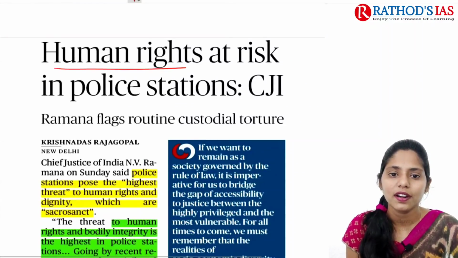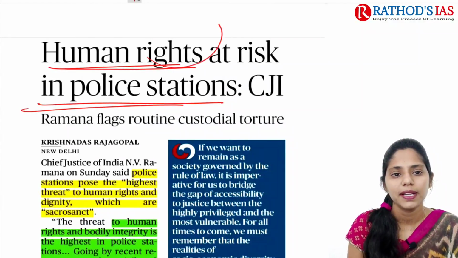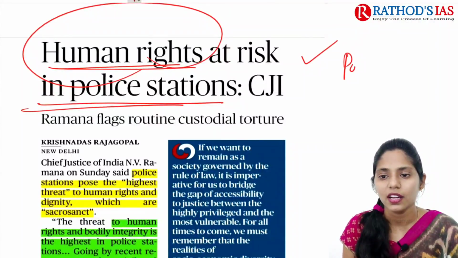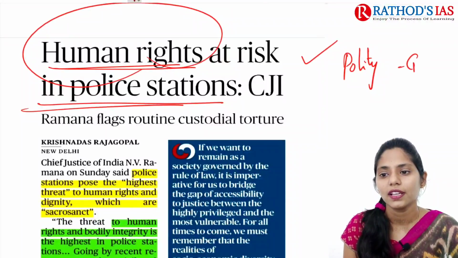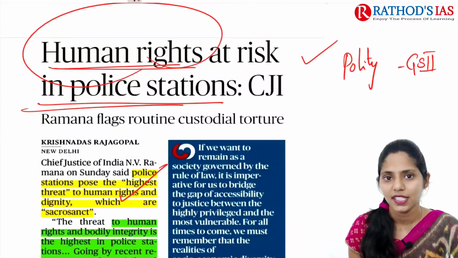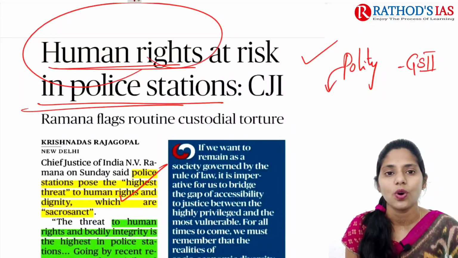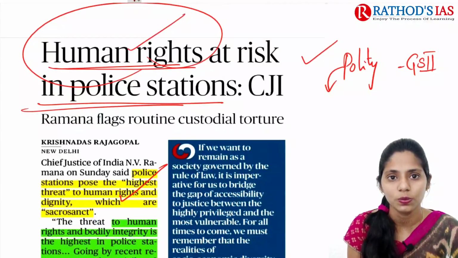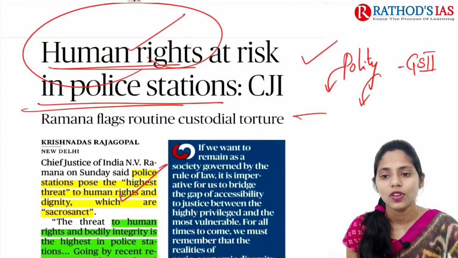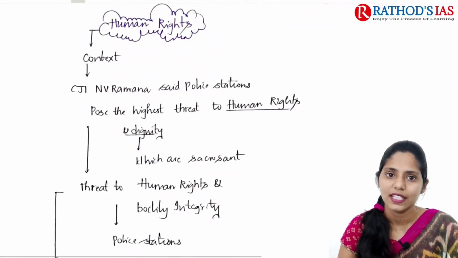The title says human rights at risk in police stations. So this article is mainly talking about human rights. It will be important from the polity point of view, which mainly comes under GS paper 2. Now we are going to see why it is in the news and some important details given in this topic. We are also going to see what the constitutional provisions regarding these human rights are, and also the statutory provisions, especially in India. That point will be important from your mains point of view. So now let us try to see the context first.